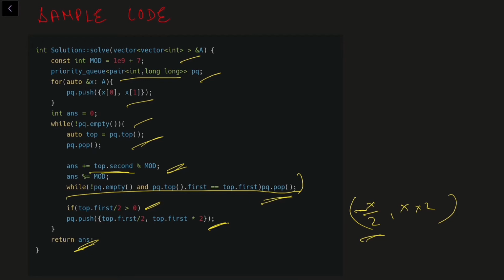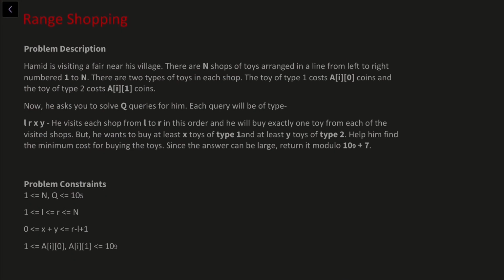Now let us see the second problem. The second problem is range shopping. Let us give it a read. Hamid is visiting a fair near his village. There are n shops of toys arranged in a line from left to right, numbered 1 to n. There are two types of toys in each shop. The toy of type 1 costs A[i][0] coins and the toy of type 2 costs A[i][1] coins. Right. Now he asks you to solve Q queries for him.